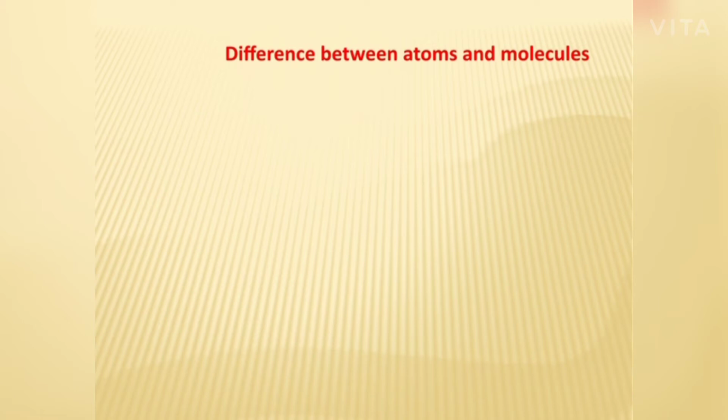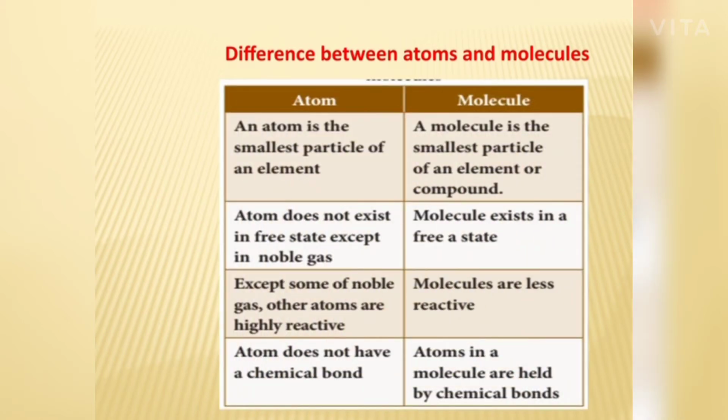Next topic, difference between atoms and molecules. An atom is the smallest particle of an element. But a molecule is the smallest particle of an element or compound, because a molecule is formed when atoms are combined together.